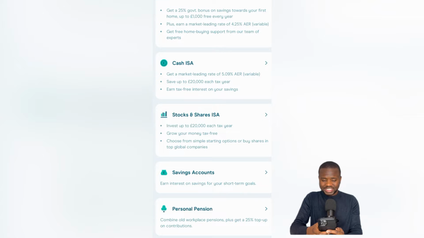There's also the option for a cash ISA, which is simply a savings account, which allows you to earn interest without paying any taxes on it.